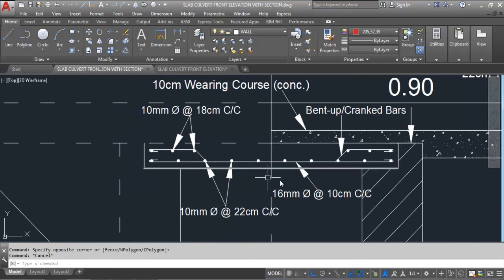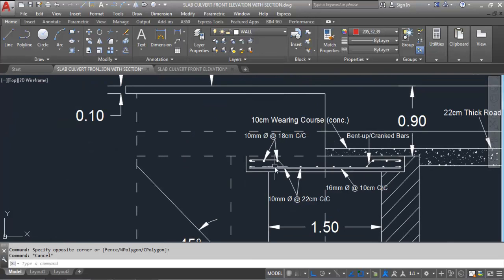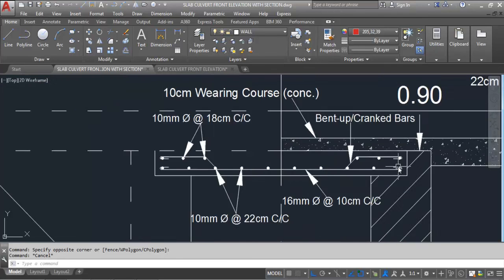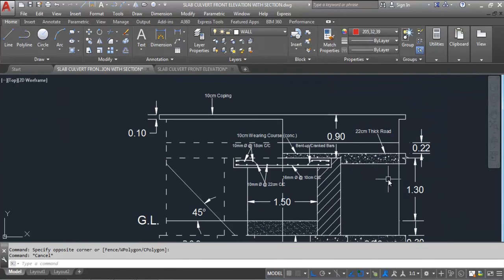Okay. Main bar dia 16 millimeter and spacing 10 centimeter center to center. Bent up bar distribution bar dia 10 millimeter, spacing 22 centimeter center to center. Now cranked bar distribution bars 10 millimeter dia, spacing 18 centimeter center to center. Now this is the hook. Hook is 9D, plus another side 9D, total 18D.